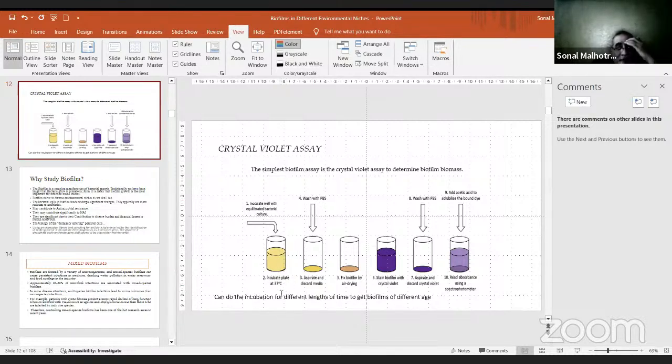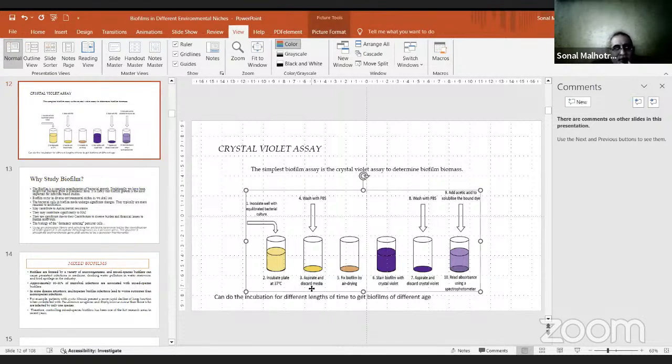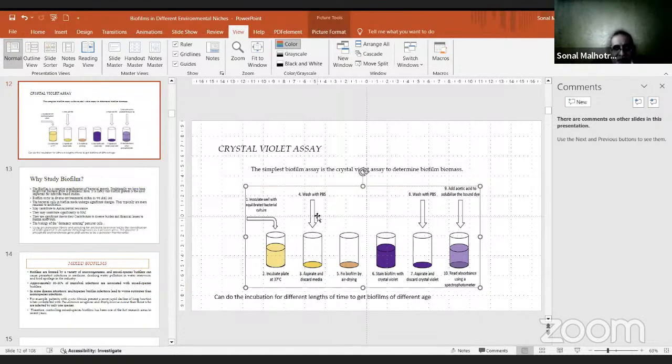and then you allow that incubation to happen for different lengths of time, because some people try to study biofilms that are growing and maturing, and then try to assess what are the ways to eliminate the biofilm at different stages, and also characterize them. So that's what we do. Then we remove all the media, and the bacteria that want to grow on the solid surface and form a biofilm over that time would have formed a biofilm.